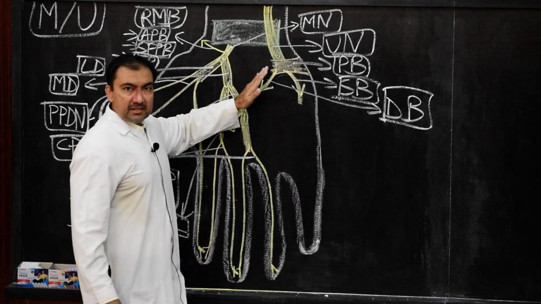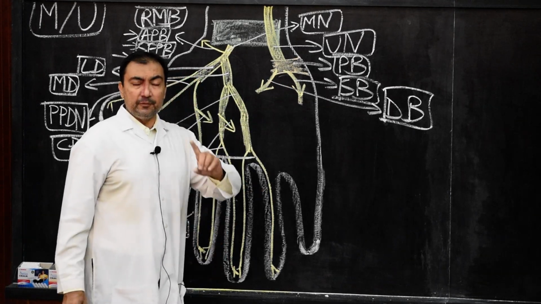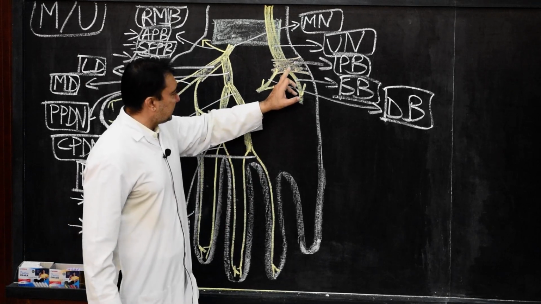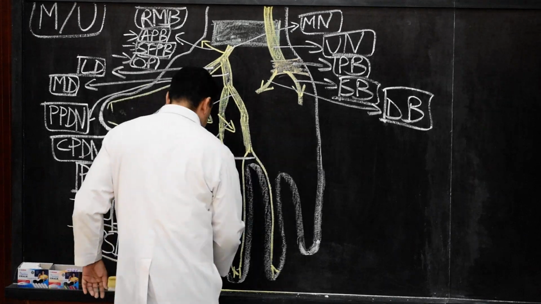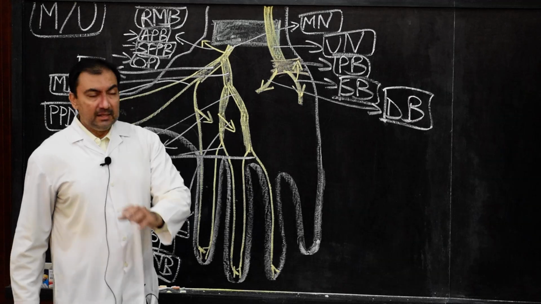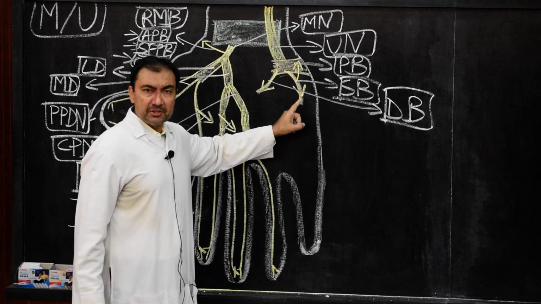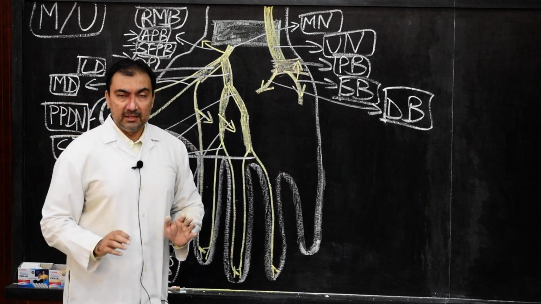We are leaving the deep branch for a moment and we are focusing on the superficial branch. This superficial branch will give its first branch. The superficial division of ulnar nerve will give its first branch to palmaris brevis muscle. So a muscular branch will be given and that will supply palmaris brevis muscle. The superficial branch or superficial division of ulnar nerve will give a muscular branch to palmaris brevis muscle, first branch.